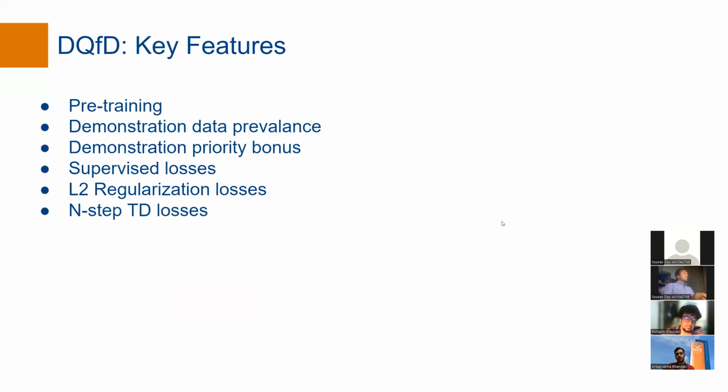I'll be covering 6 key features of DQfD, starting with pre-training, demonstration data prevalence, demonstration priority bonus, supervised losses, L2 regularization losses, and n-step temporal difference losses.